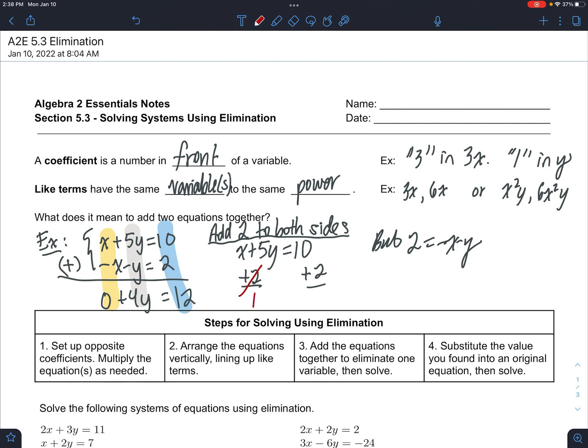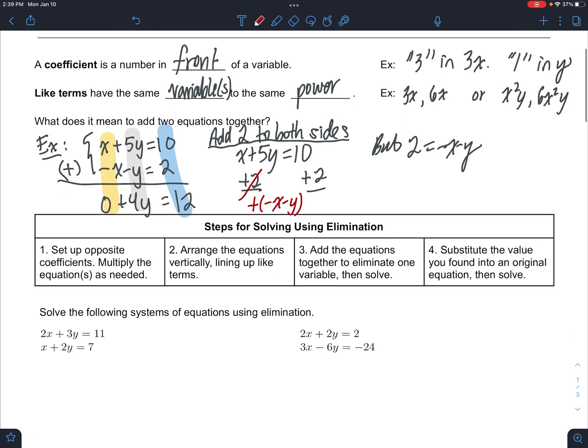So instead of adding 2, can't we just add negative x, negative y? And is it still balanced? It seems fine to me. By adding equal things to both sides, we don't disrupt the balance at all. So we've shown that you can add 2 equations together because you're still adding the same thing to both sides. They're both equal to 2. 2 is 2 and negative x, negative y is 2. So that's the motivation of why you might believe adding equations together is valid.